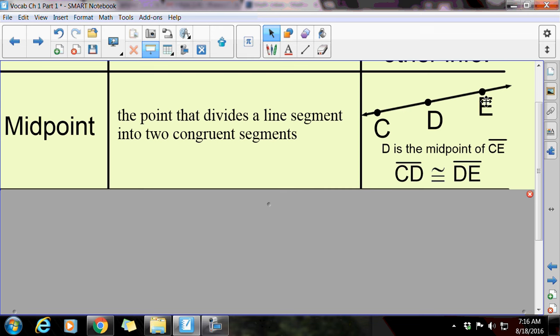So let's say from C to E is 6 centimeters. If D is the midpoint, you really have to watch for that word, then we know that this would be 3 and this would be 3. Midpoint's going to cut a line segment in half. Notice this is a line. It has arrows on both ends, but I am just talking about the line segment CE here, because I didn't put arrows at the end.